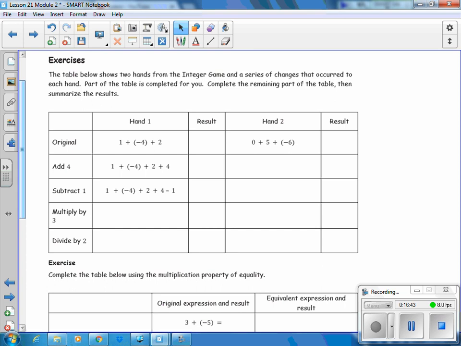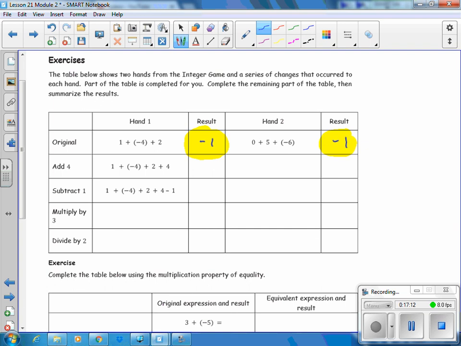Alright, so here we have an original equation, or an original expression. And so this is hand 1 of the integer game, and there are 3 cards. So the first thing that I'd like you to do is go ahead and find the score of those 3 cards, and then the score of hand 2, and then resume the video. So now we've got the score of those, and you should have come up with -1 for both hands.